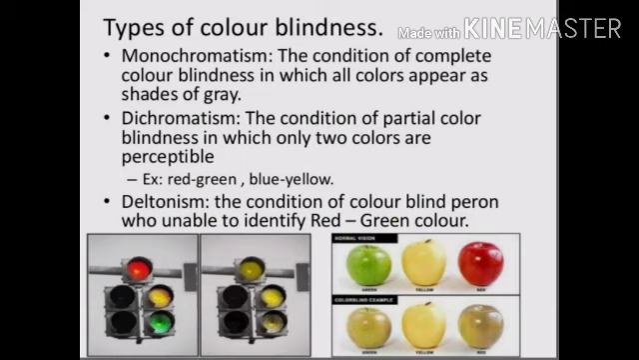First is monochromatism. It is the condition of complete color blindness in which a person can see all the colors as shades of grey. Second, dichromatism. The condition of partial color blindness in which only two colors are perceptible. Example, red-green and blue-yellow. Third is daltonism. It is a condition in which a color blind person is unable to identify red and green color.